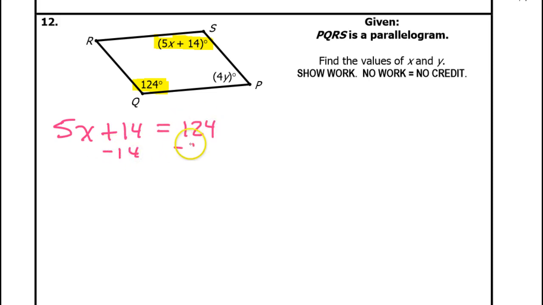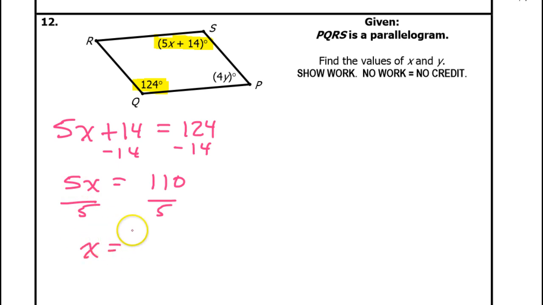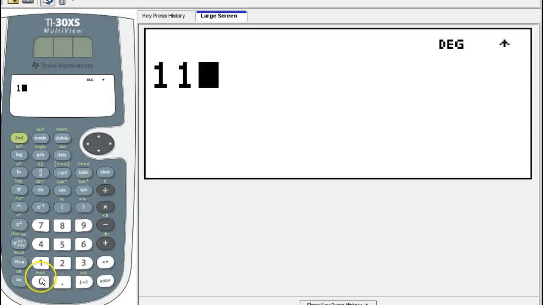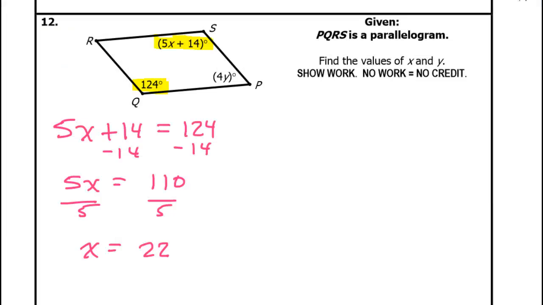Let's go ahead and subtract 14 from both sides. So that's going to give me 5x is equal to 110. Next, I would divide both sides by 5. And so that will leave me with x equals, and I want to say 22, but I'm going to check it. Okay. So x is 22.